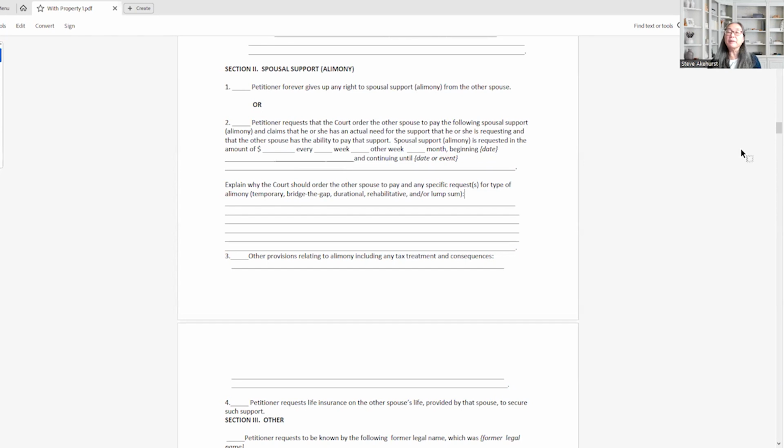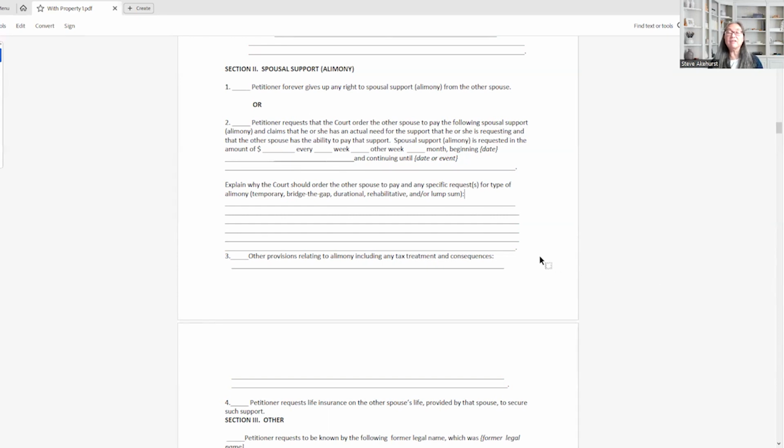Duration is for a certain period of time, 5, 6 years, however long you want, 10 years. Again, you have to show why you need that money. Rehabilitative is I quit my job when I got married. My skills are no longer good enough. I have to go back to school, so I need help while I'm in school. So they could give you that money. I'm disabled now, but I should be better in about a year, so I need money to get better, things like that.